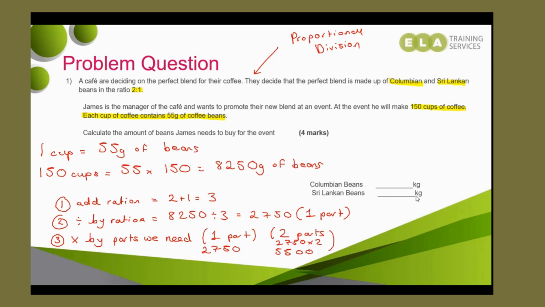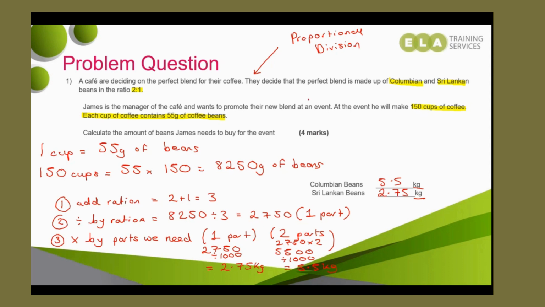Oh, but it isn't, because our question's asking us for it in kilograms. So we now need to divide both numbers by 1,000 to get our answers. So it'd be 2.75 kilos and 5.5 kilos. And we've got our answer. Colombian beans, we know, was the 2 parts, so 5.5, and Sri Lankan is our 2.75. And we have our answer.